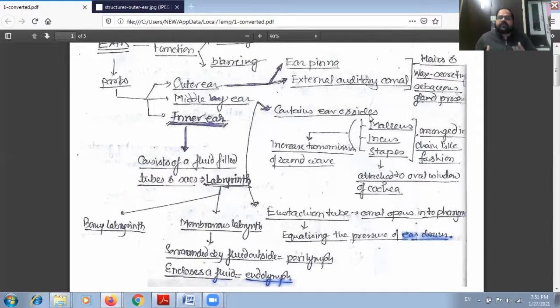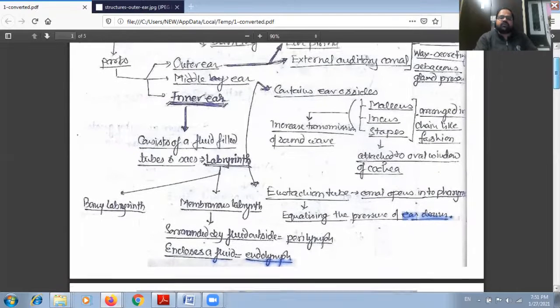So what happens? These three ear ossicles increase the efficiency, or we can say the amplitude, of the sound. So it enhances the transmission of sound waves.